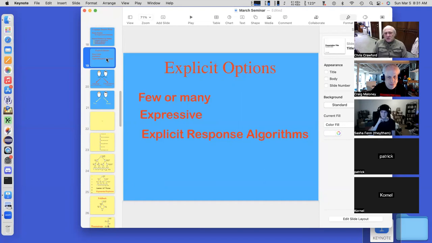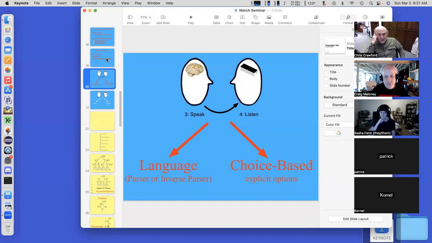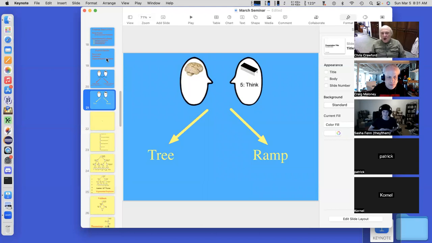Another big strength of explicit options is that they can be very expressive. You can make them as long as you want and put in all sorts of colorful language and so forth. So that's the big advantage over parsers or inverse parsers. And finally, you can directly tie an algorithm to a particular option. It's very easy to simply say, all right, if he chooses this, here's your little algorithm right here. So explicit options have a goodly number of advantages. So reviewing this, when we look at the two, the choice-based system does look to be superior, if you had to choose between them.